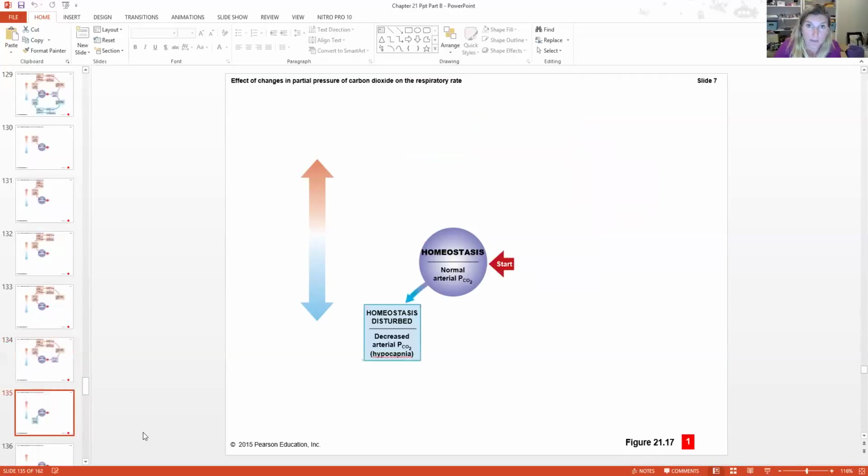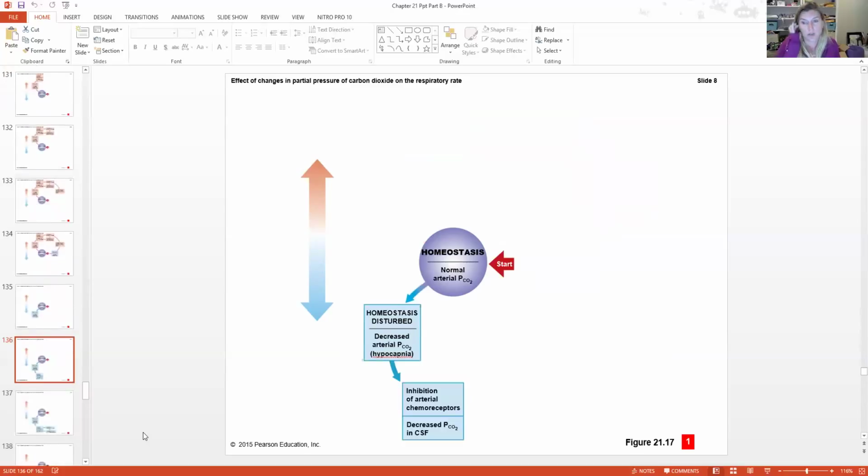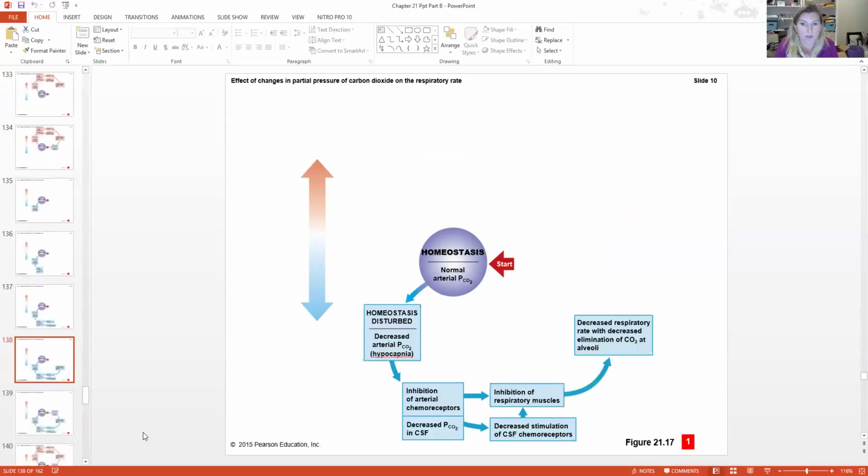You could also have hypocapnia, not enough carbon dioxide. So you have a decreased partial pressure of carbon dioxide. This is going to inhibit your chemoreceptors. Decreasing your partial pressure of carbon dioxide within the CSF is going to inhibit your respiratory muscles, decreasing the CSF chemoreceptors, and decreasing the respiration rate overall, decreasing the amount of CO2 that's being exhaled and getting your CO2 back to normal.